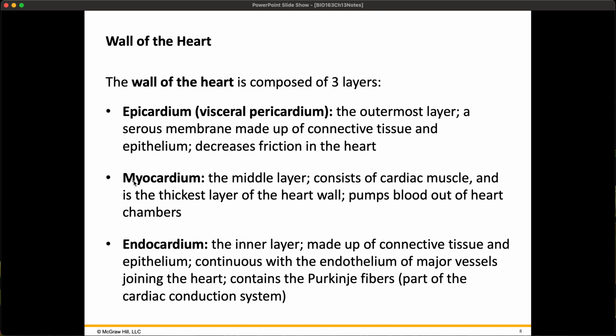The one in between is the myocardium. So this is the muscle layer. It's going to be the thickest layer of the heart wall, particularly around the ventricles, the lower half, and specifically on the left side, the left ventricle. This is really what's responsible for pumping blood out of the heart chambers.